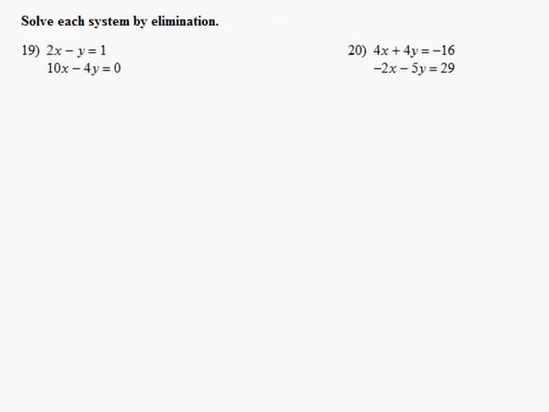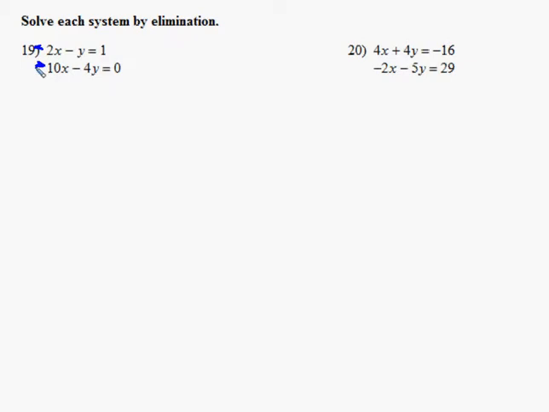In these next two examples, we're going to be solving systems of equations. When we solve a system of equations, really what we're doing is finding the point in xy that's going to make both equations true. So we want to find a point that we could plug into the first equation and it would make this true, and we could also plug the same point into this equation and it would make it true.